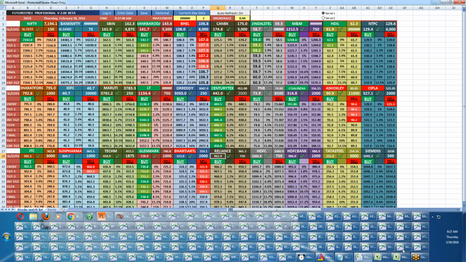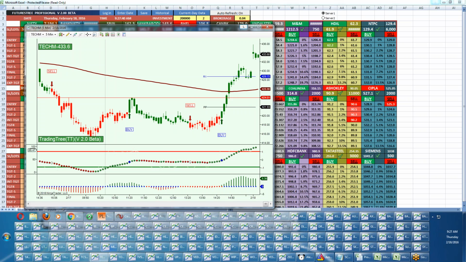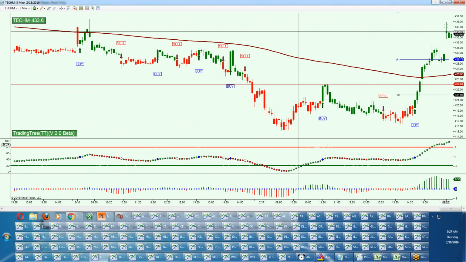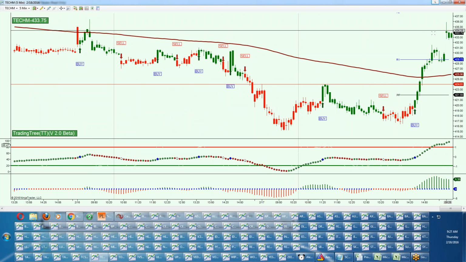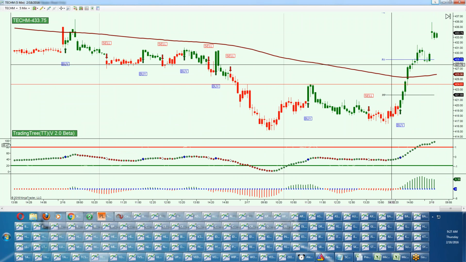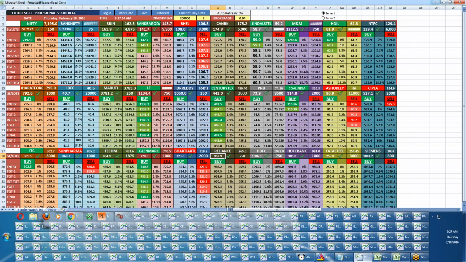So let me pull Tech Mahindra also. You can wait on Tech Mahindra because it's again a gap up open, but it seems like it's turning into an upward movement. So you can ignore this sell call.